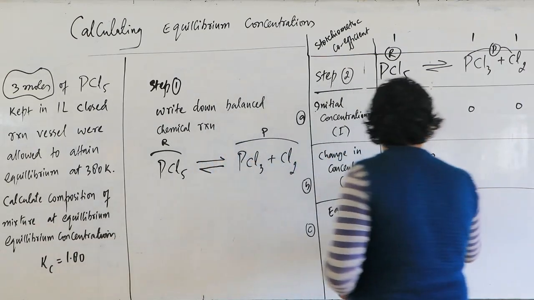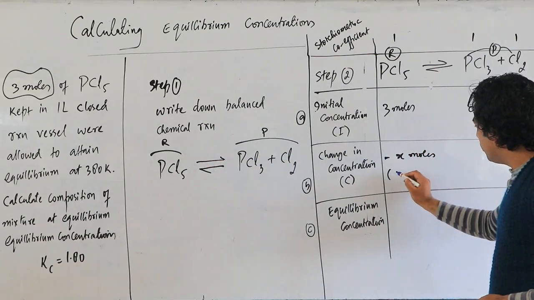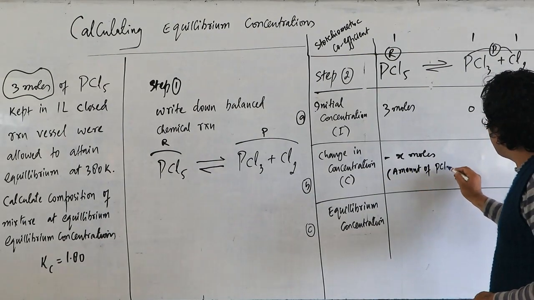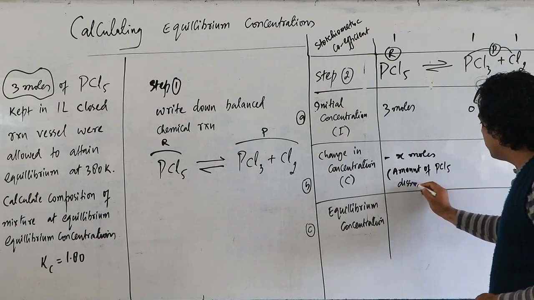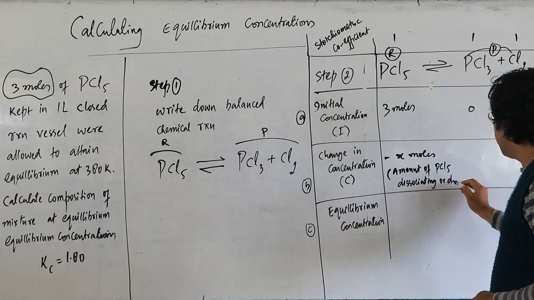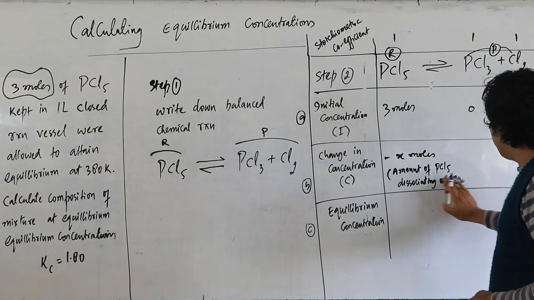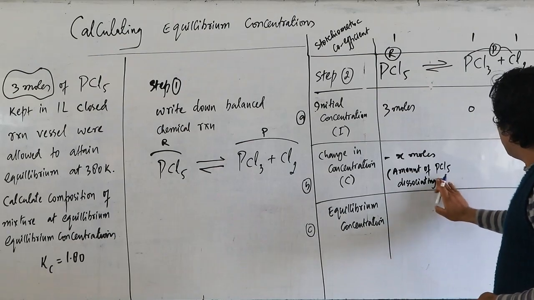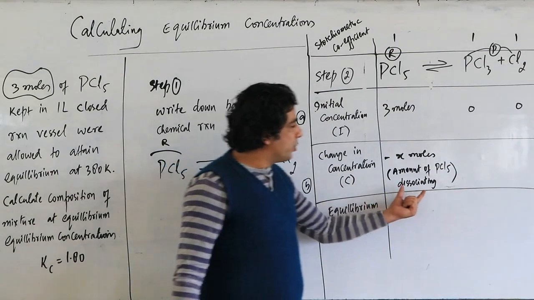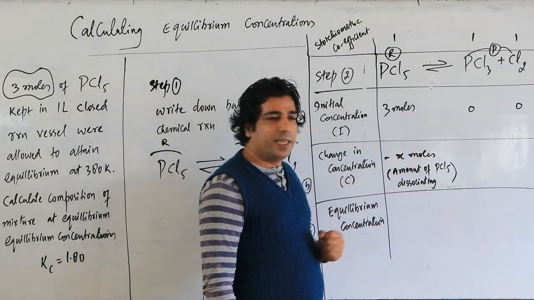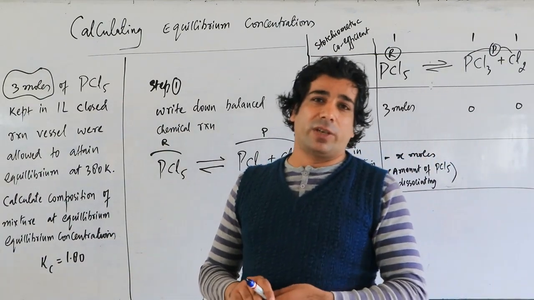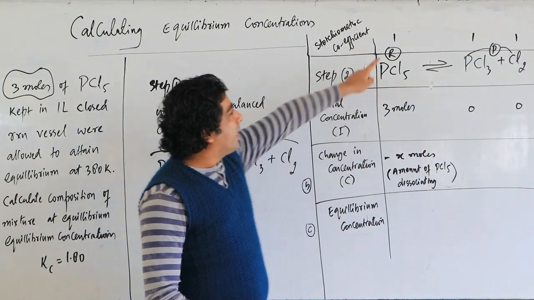Now, I can mention here also, it is the amount of PCl5 dissociating or decreasing. Better you can mention it as dissociating, that's enough. So amount of PCl5 dissociating is how much? X moles. Correct? Then how much will be the products formed? You have to tell. Look here. Look at this value now.